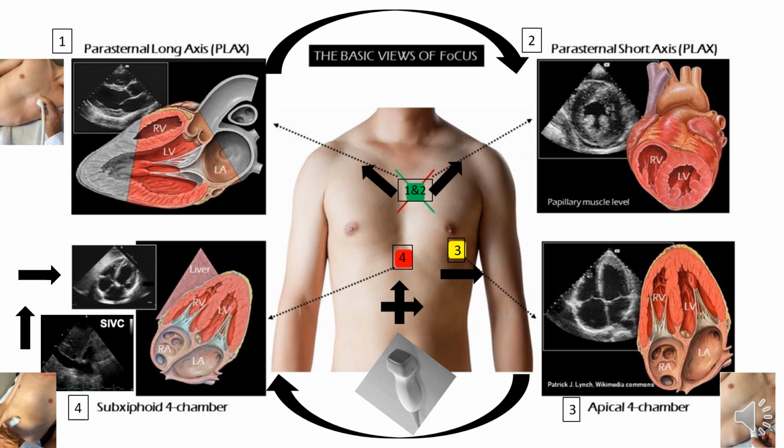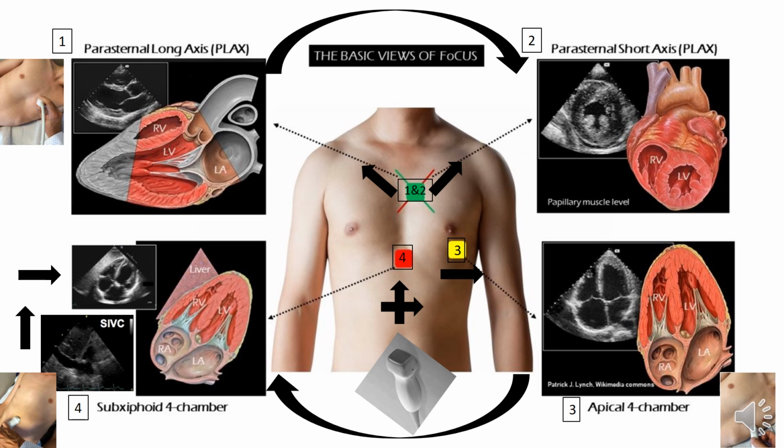When we put this probe at this position, which is the third left parasternal space, with the knob directed towards the right shoulder of the patient, we will get this view, which is called the parasternal long axis view. Simply interpreting this picture, we have a left atrium, mitral valve, left ventricle, aortic valve and aorta, and this is the right ventricle.